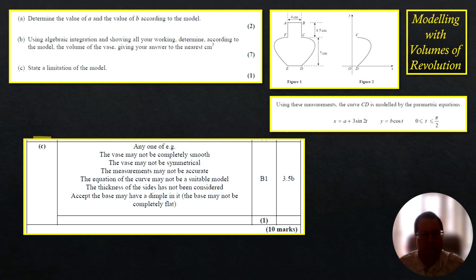Part C asks for a limitation of the model for 1 mark. I won't read them out, but as you can see, there's several possible answers they would have accepted.